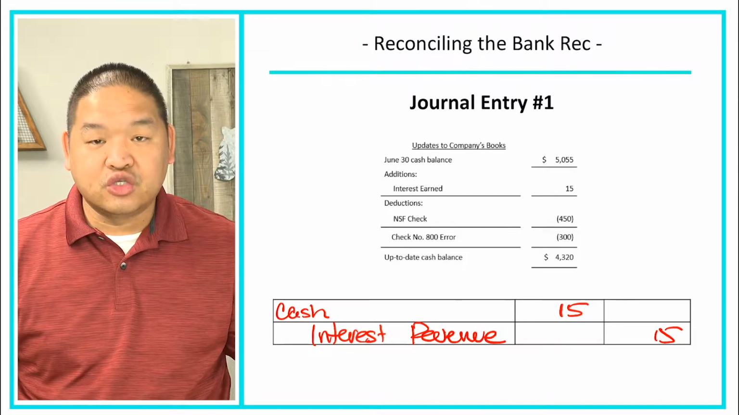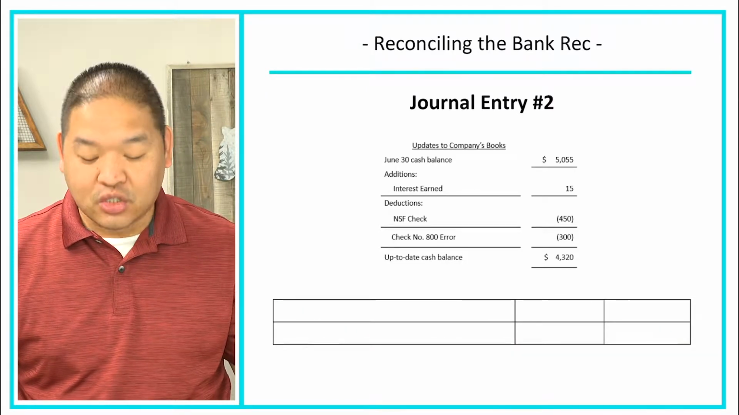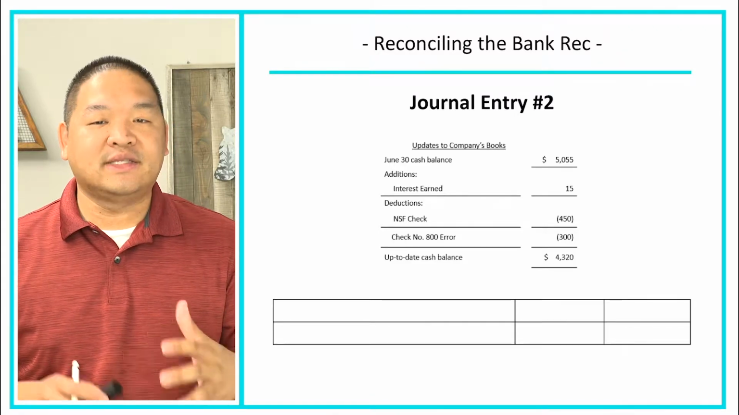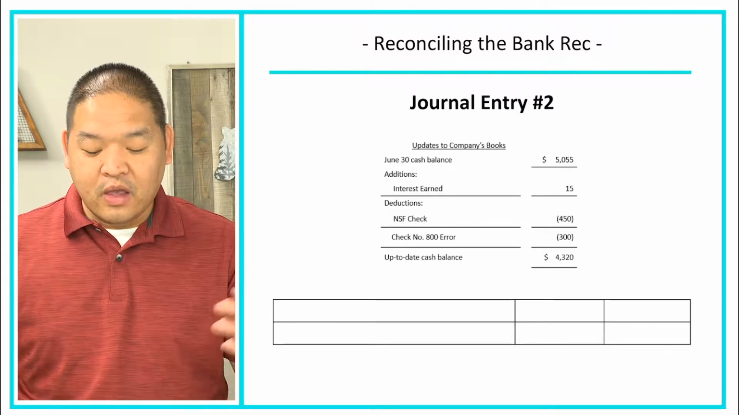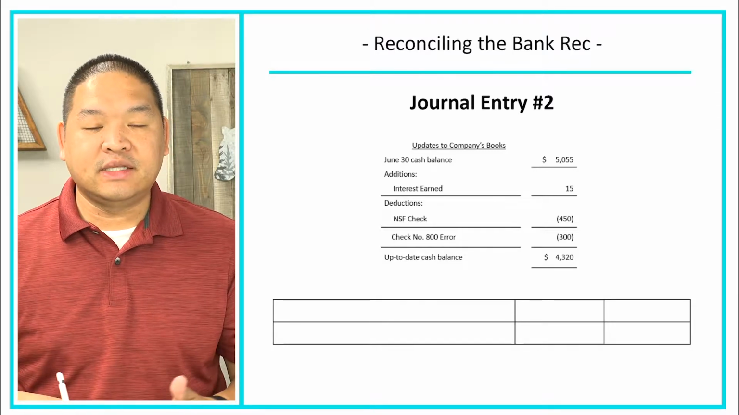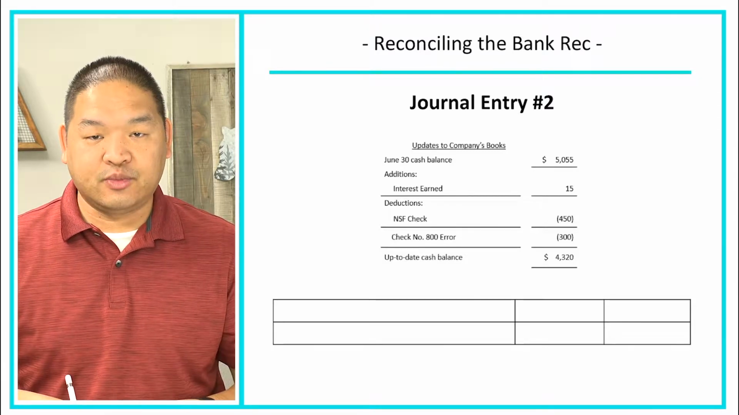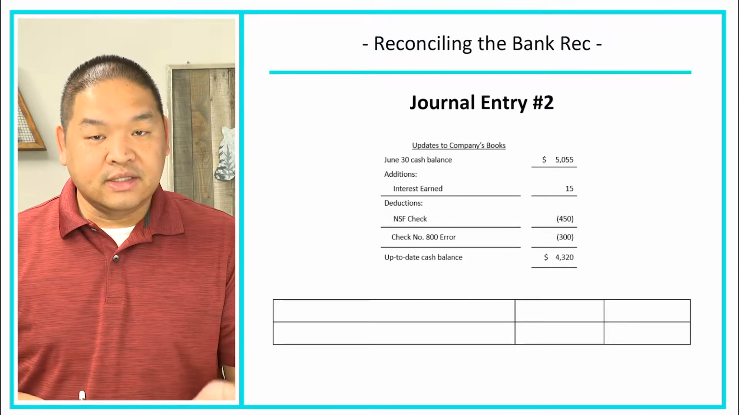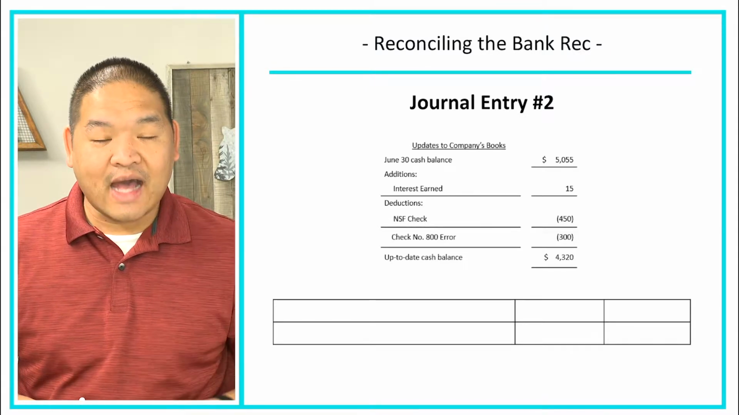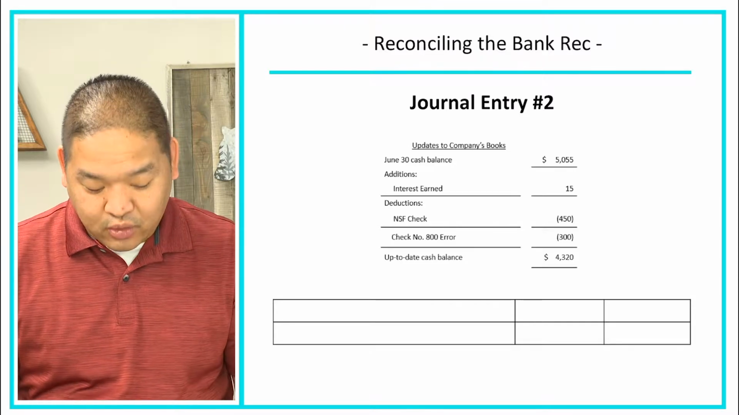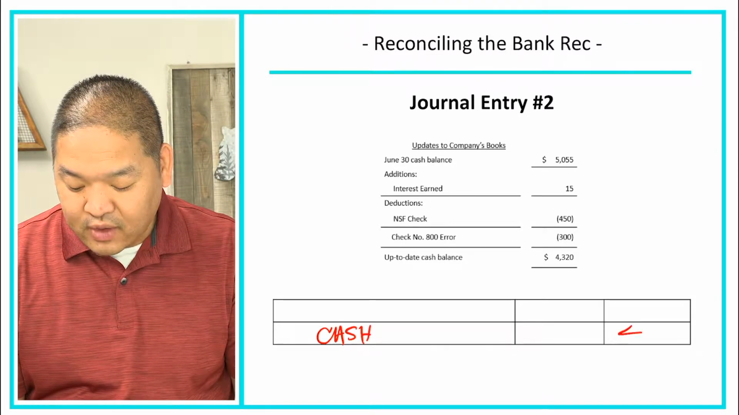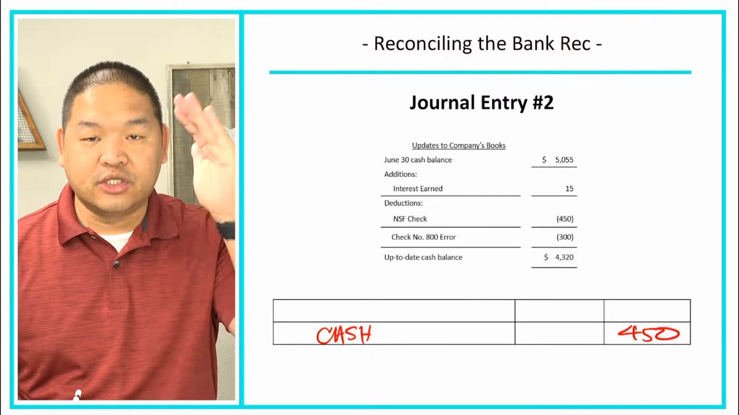All right, moving on to journal entry 2. With journal entry 2, we're going to go to the non-sufficient funds check. So this is where context, I think, is important. Well, first of all, what happens here? Well, in this non-sufficient funds check, it looks like we reduce the cash balance. So are we going to debit or credit cash? Well, decreases in cash, which is an asset, is a credit. So we're going to credit cash for $450 because we're reducing cash.